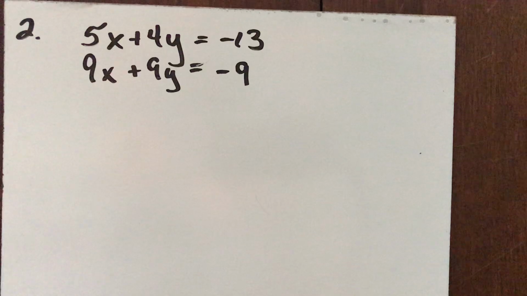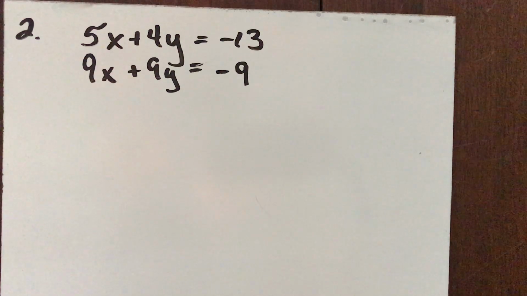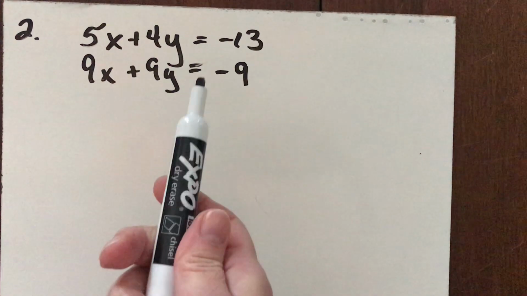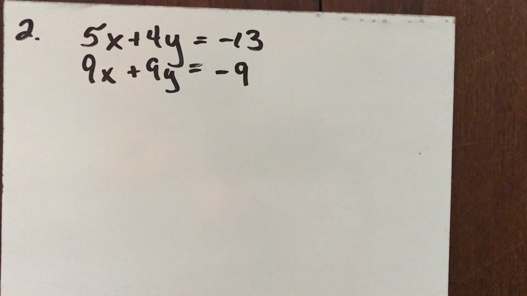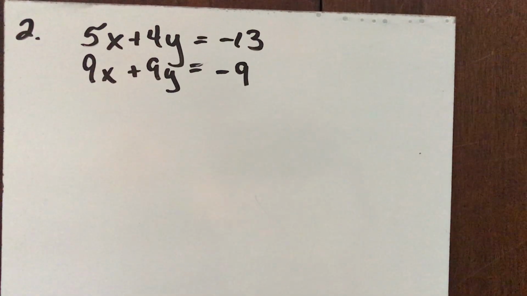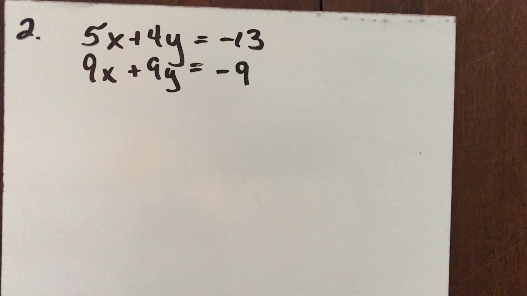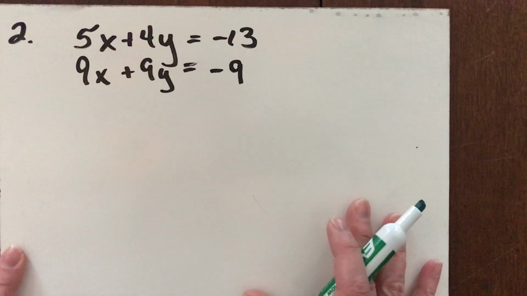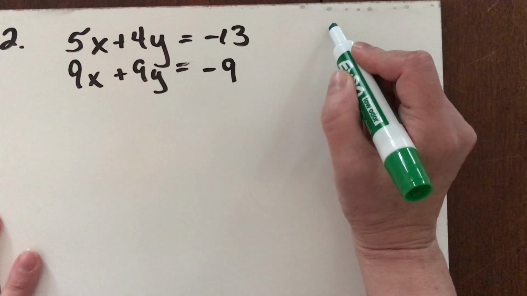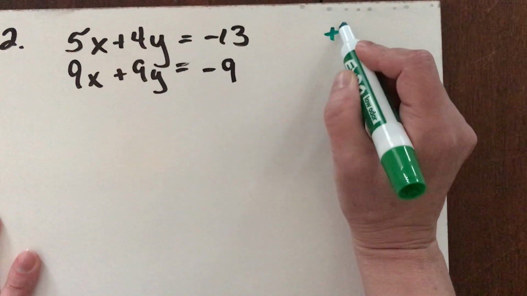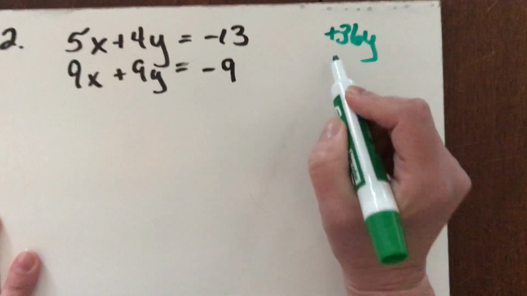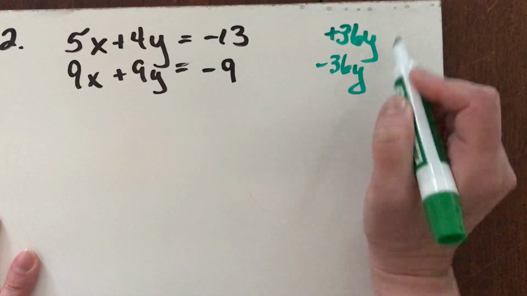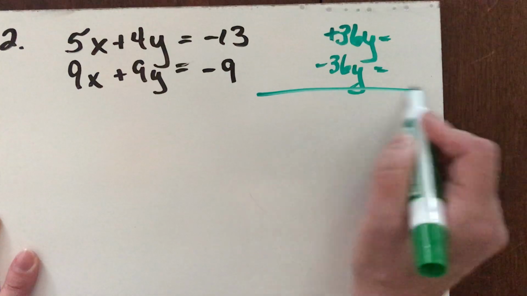Well, 9 times 5 is 45. And what's the LCM for 9 and 4? Well, 9 times 4 would be 36, so we could use 36. So I am going to do the y's this time since I did x's last time. What I need is one positive 36 and one negative 36. So I'm going to make the top a positive 36y, and I'm going to make the bottom a negative 36y. So that's what I'm aiming for.